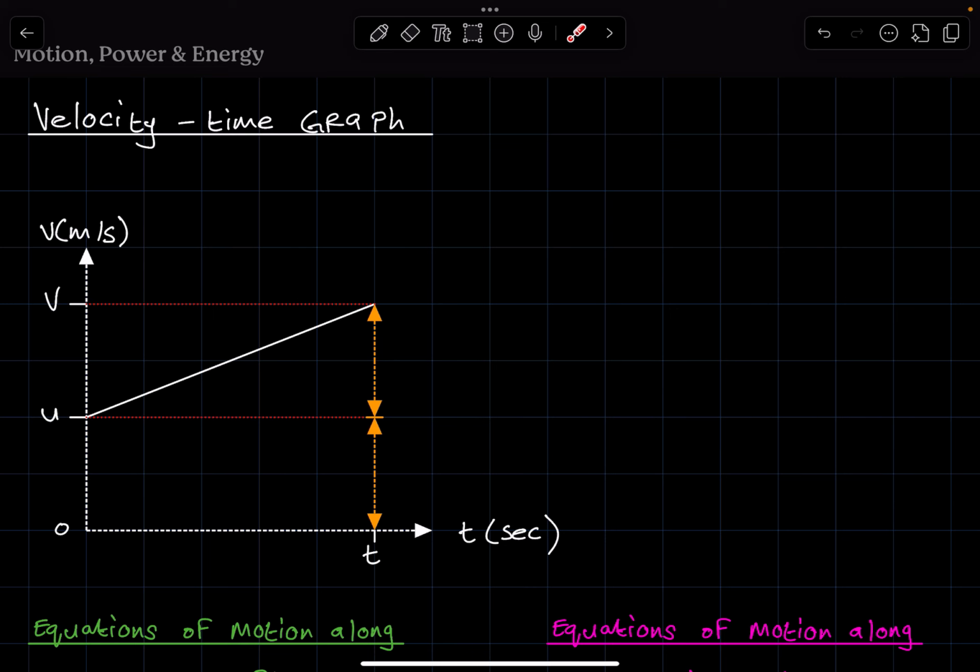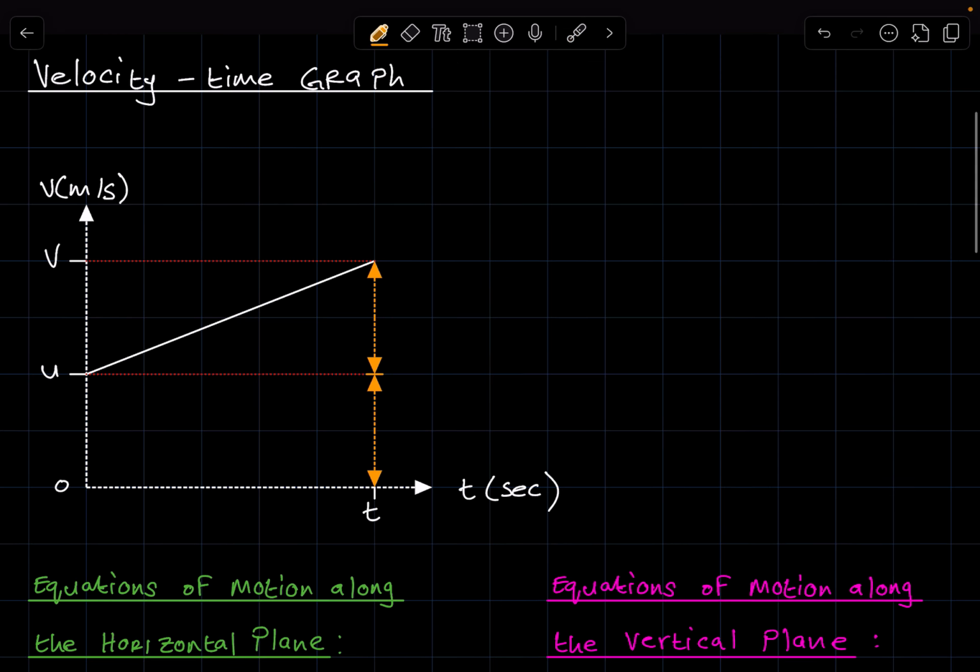Now from 0, this is where the graph begins. Remember I said u represents initial velocity, v represents final velocity, and the time t is the time it took for the object to move from its initial velocity to its final velocity. So that time we're simply going to call t. Now from 0 to this point is our initial velocity, so here essentially you have u, and then from u to v, that is where the object accelerated.